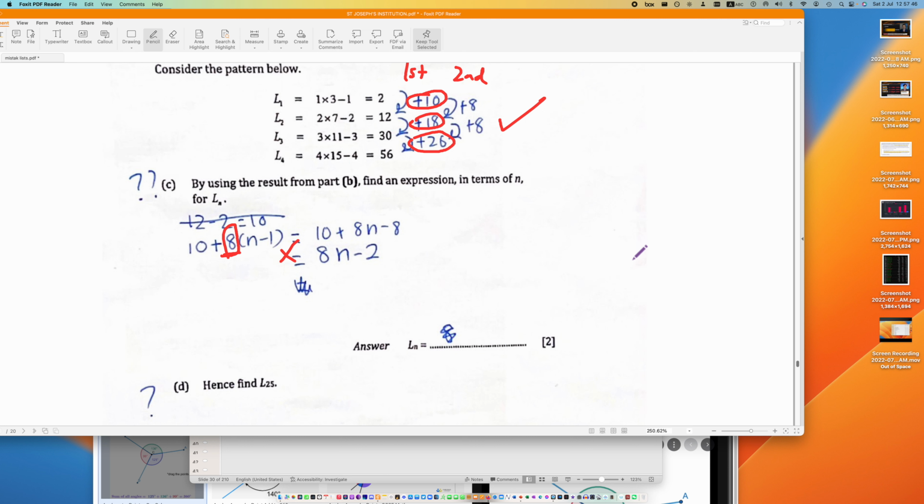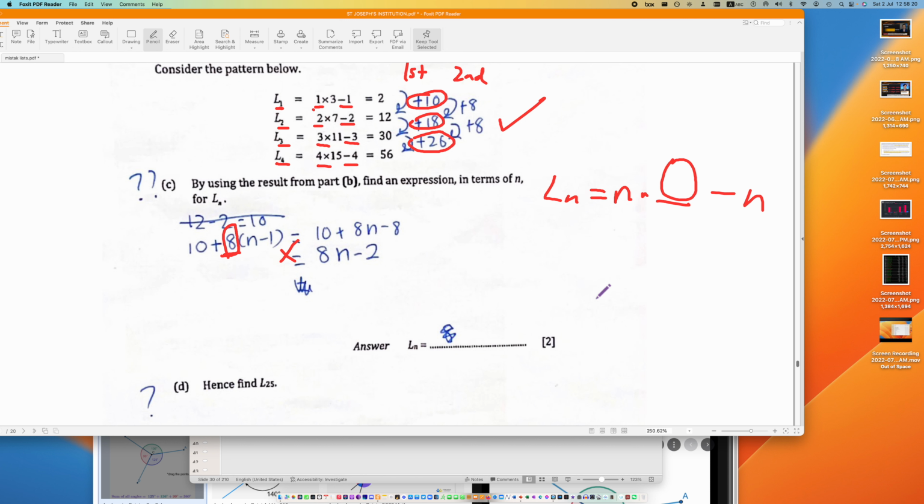You know what I observe or not? This is L1, right? L1 is 1 times 3 minus 1. L2, 2 times something minus 2. L3, 3 times something minus 3. L4, 4 times something minus 4. So if I give you Ln, I am supposed to see n times something minus n. Correct. Very good. That's the first observation.